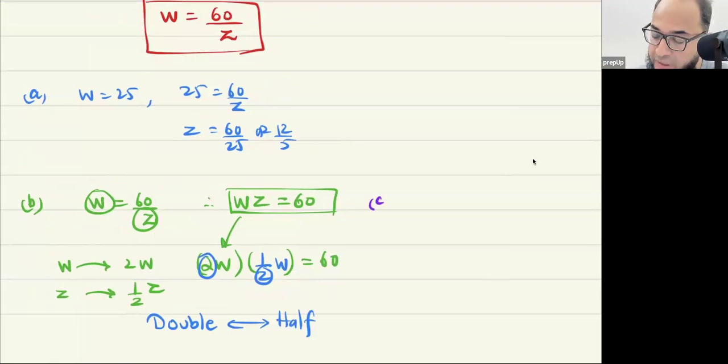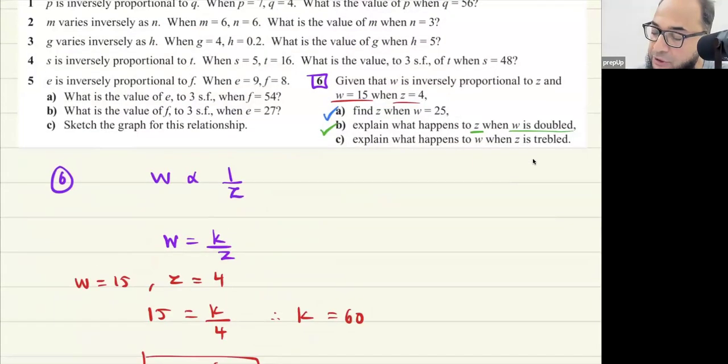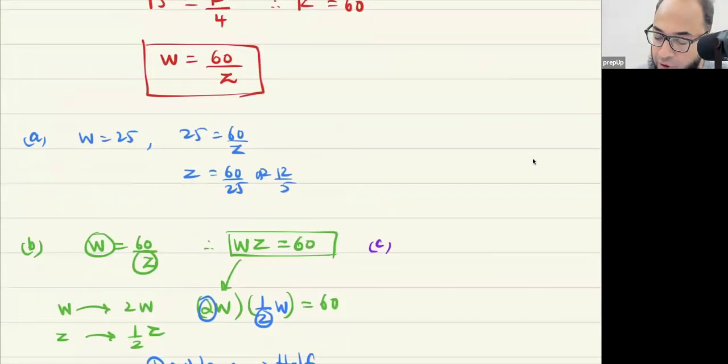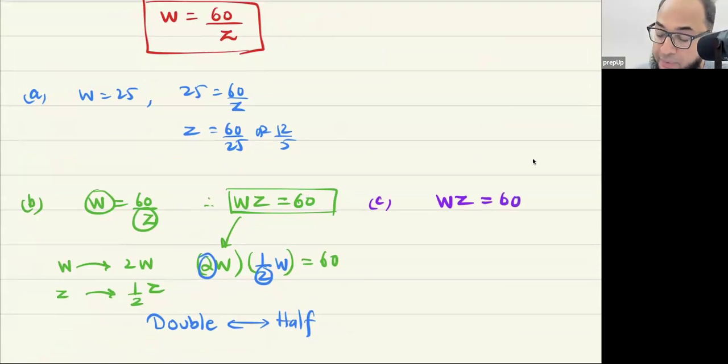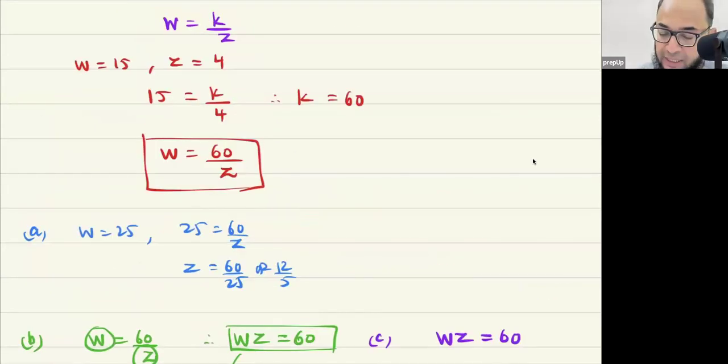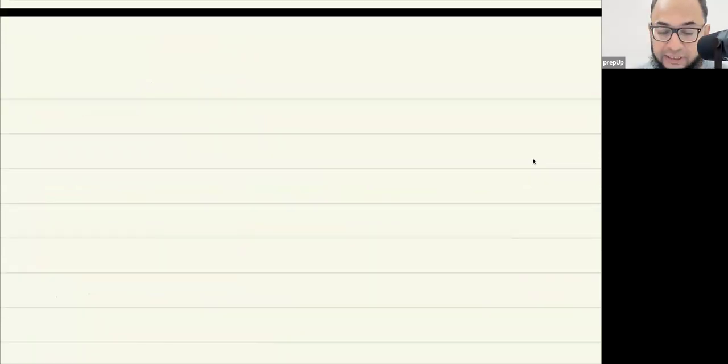Similarly, part C, what does it say? What happens to W when Z is trebled? So again, WZ is 60. What happens to W if Z is trebled, 3 times? So if this is 3Z, then W should be one third. Trebled or tripled, the opposite is one third. And that's how this question is done. So this is exercise 2, and that is how it is explained.